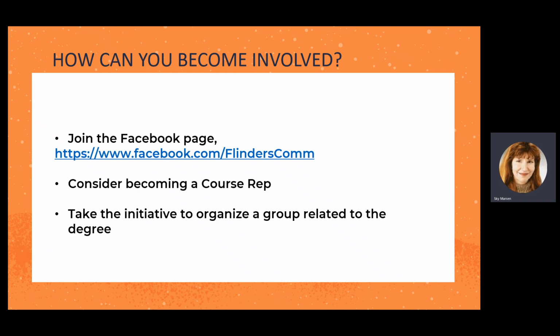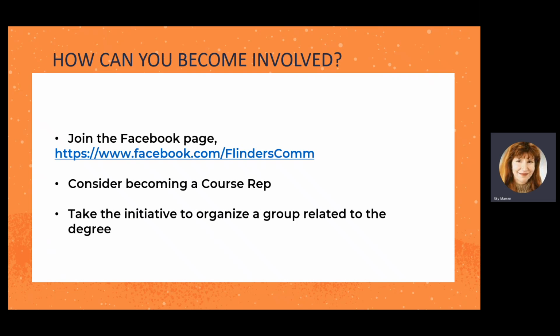Other than just studying, you can become involved in other ways in the degree. For example, we have a Facebook page, which has its own group, and please join that. The advantage of joining this is that some of the people there are alumni, people who have graduated, so you can be in touch with people who are now in the workplace but who have done the same degree that you did.